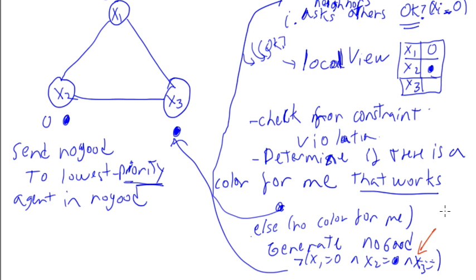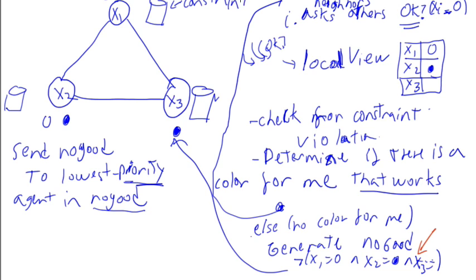Right there. 3 is the lowest priority. So he's going to be the one that gets that no good, right? And so what happens then when 3 gets a no good, or any agent gets a no good, that no good again gets added to the database of no goods or constraints that every agent has, right? So one thing I neglected to mention is when we start out, each agent has this set of constraints or no goods. It's the same thing.